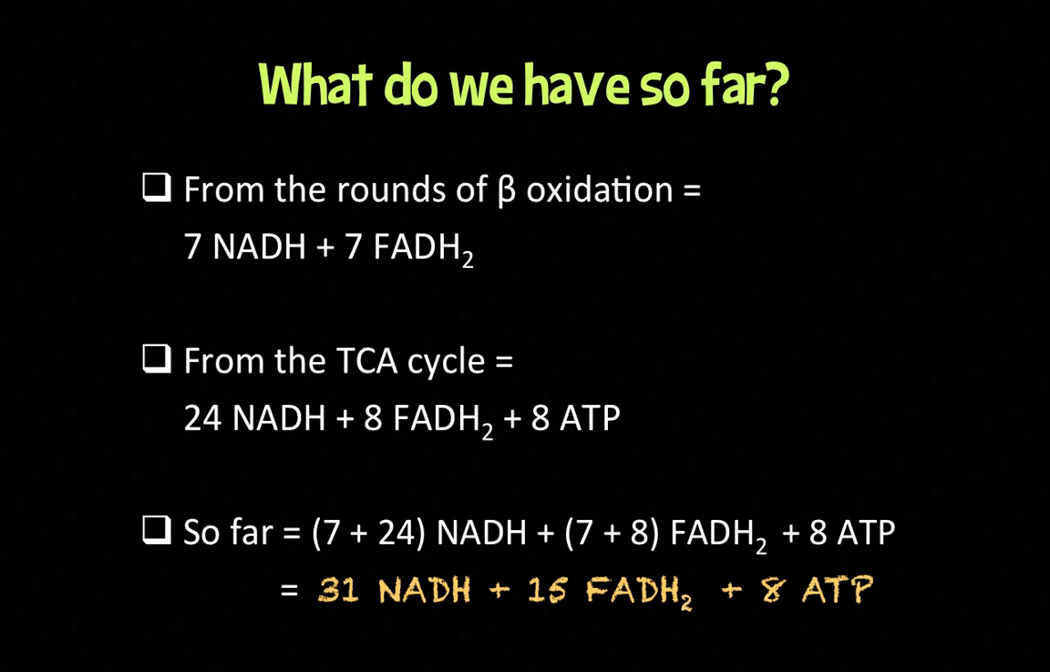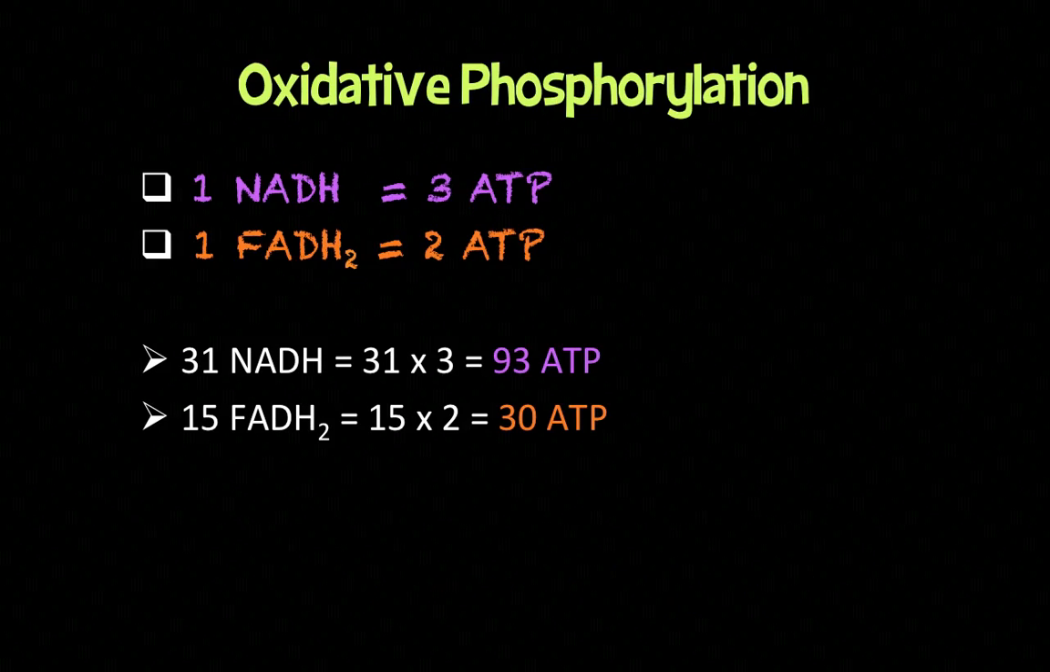All right, but our journey is not over. In fact, we have a lot of ATP still to account for. And that's where we go to oxidative phosphorylation, because NADH and FADH2 will go to the electron transport chain, and when they reach the electron transport chain they're going to give up a pair of their electrons, and the electrons are going to go through the electron transport chain.